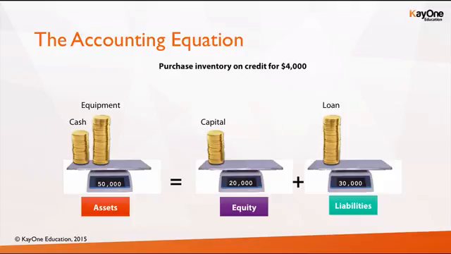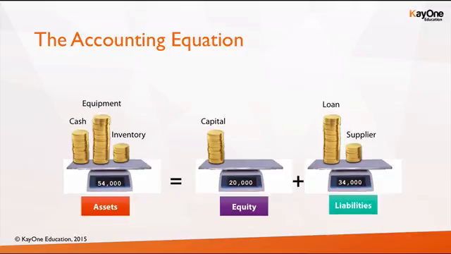Next, assume that you purchase inventory on credit for $4,000. Inventory is an asset because the business owns it, and therefore it appears on the asset side. And now the total assets go up by 4,000 to 54,000. And on the liability side, since you've bought it on credit, you need to pay the vendor, the supplier. Therefore, your liabilities increase from 30,000 and become 34,000. Now look at the accounting equation again. It's still in balance. 54,000 equals 20,000 plus 34,000.